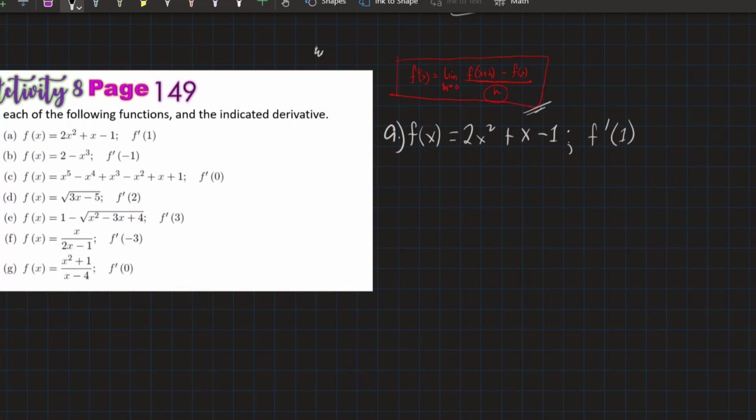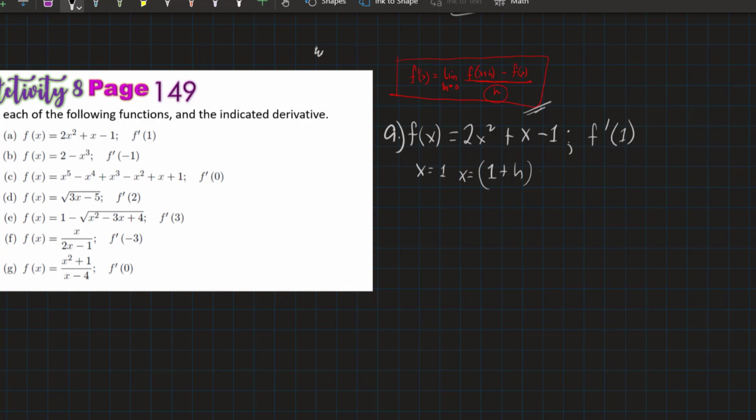So ang gagawin lang natin dyan is lahat ng may x, sa-substitute natin yung x plus h. In this case, our x is 1. X is equal to 1. So therefore, ang isa-substitute natin sa lahat ng x dito is 1 plus h. 1 plus h. So, lahat ng x values, papalitan natin ng 1 plus h.